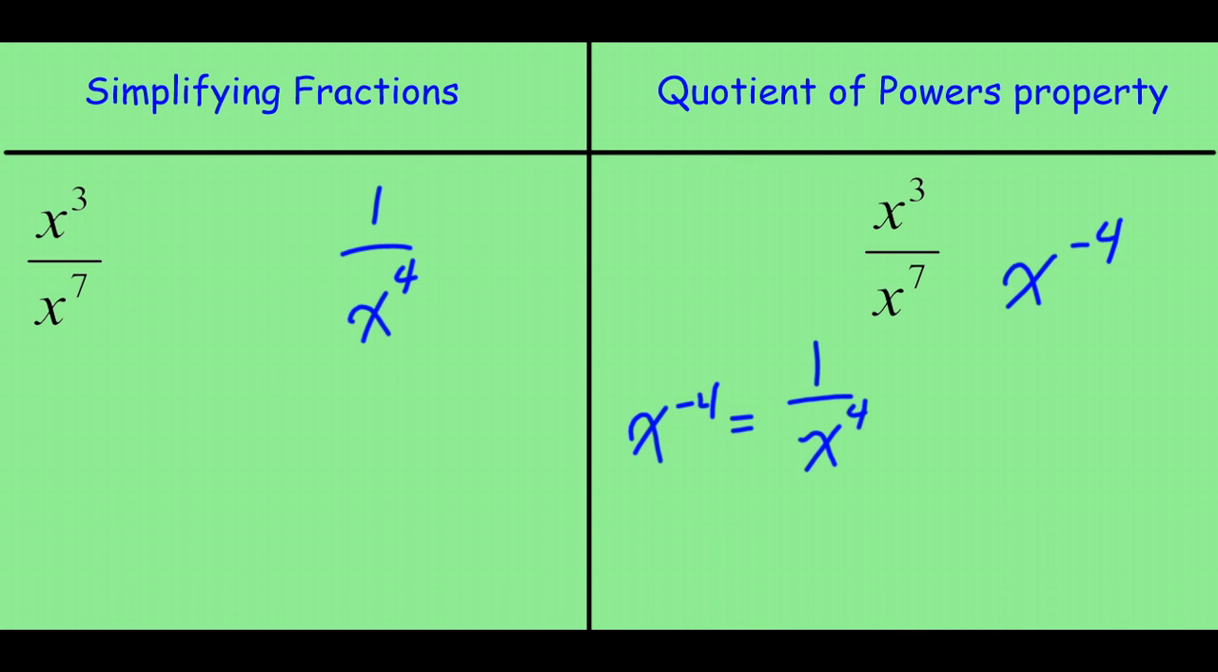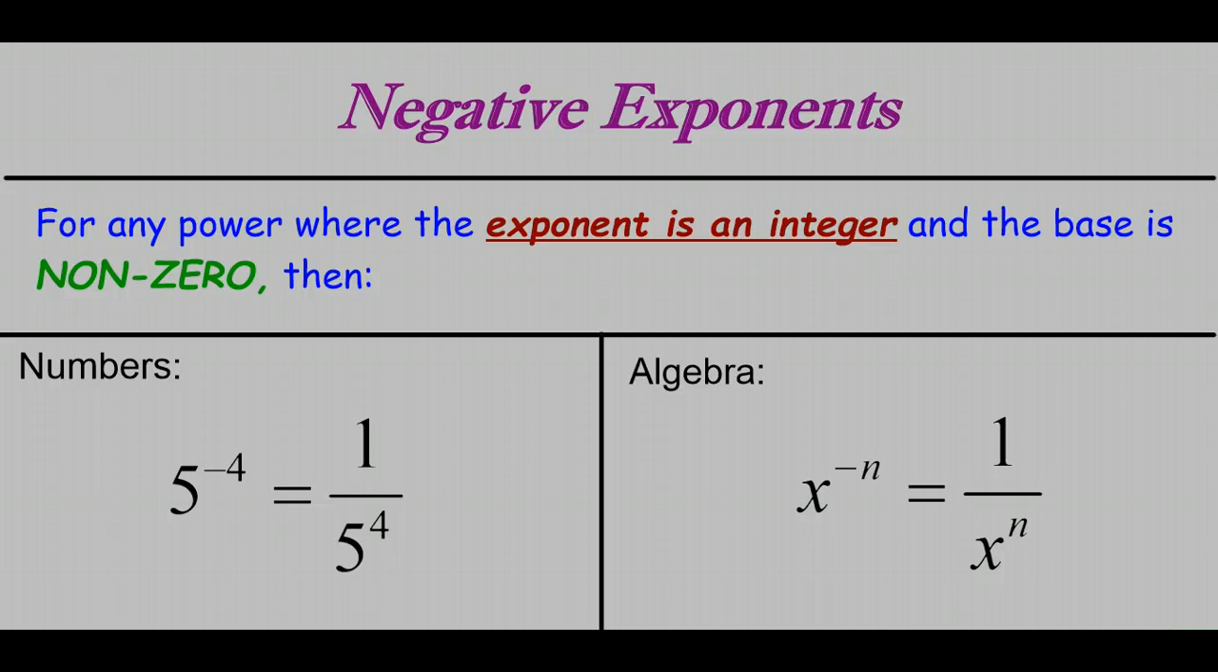And actually, this is the definition of a negative exponent. That is, for any power where the exponent is an integer, so positive whole numbers, negative whole numbers, and zeros, and the base is non-zero, then a negative exponent just flips that power down to the denominator. So 5 to the negative fourth is just the same as 1 over 5 to the fourth. And x to the negative n in algebra, any base that's not 0, and any exponent that's an integer, we'll just take this power as it is and move it to the other half of the fraction.